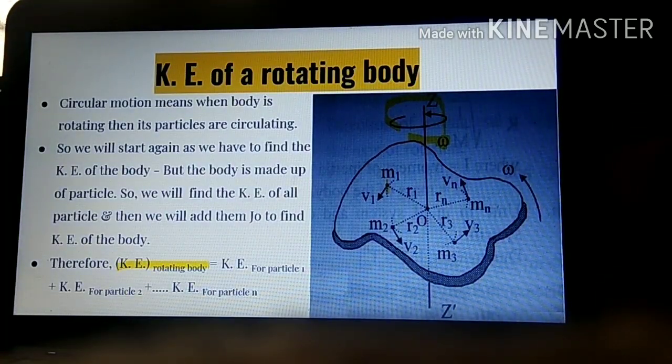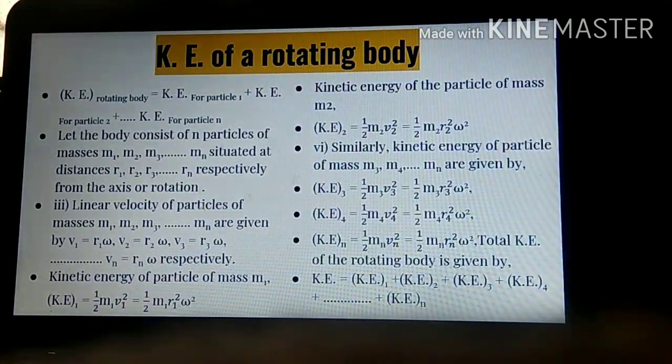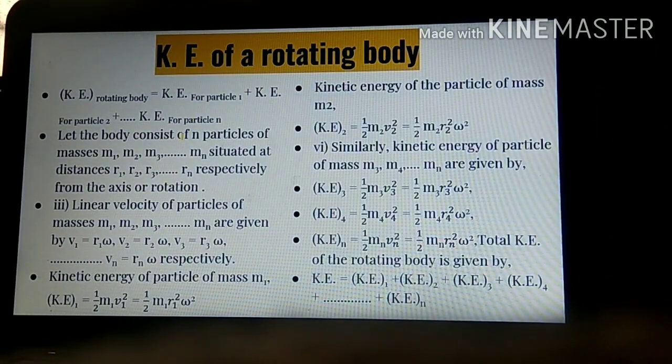Kinetic energy of the rotating body is equal to kinetic energy of particle 1 plus kinetic energy of particle 2, and so on, plus kinetic energy of particle n. We are considering that it consists of n particles whose masses are m1, m2, m3, mn, situated at distances r1, r2, rn respectively. So the linear velocities of masses m1, m2, m3, mn can be given as v1 equals r1 omega. Similarly, v2 equals r2 omega, and v3 equals r3 omega.